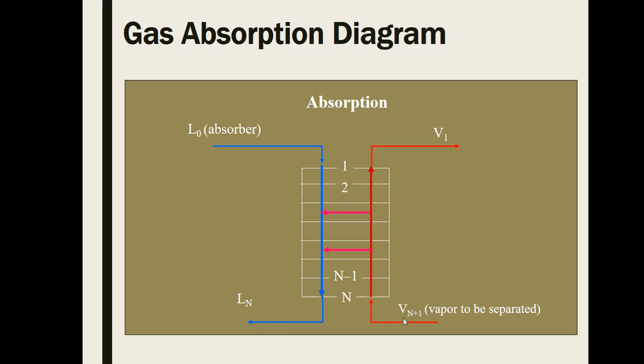And this is V sub n plus 1 because this is the feed that is to be introduced into the column. Now, the way we number the stages for the column is based on where the solvent enters. So, if this is the part where the solvent enters, the first stage is stage 1. This is the last stage in which your solvent leaves, so this is stage N.